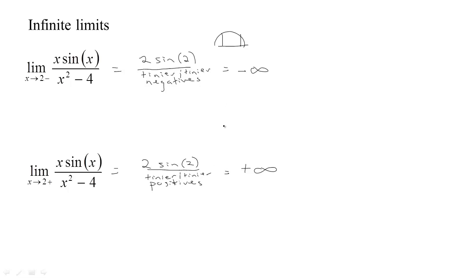In this case, the left and right limits don't match. So if we were asked just about the limit as x tends to 2 of x sine x over x squared minus 4, we would say that doesn't exist, not even as an infinite limit.